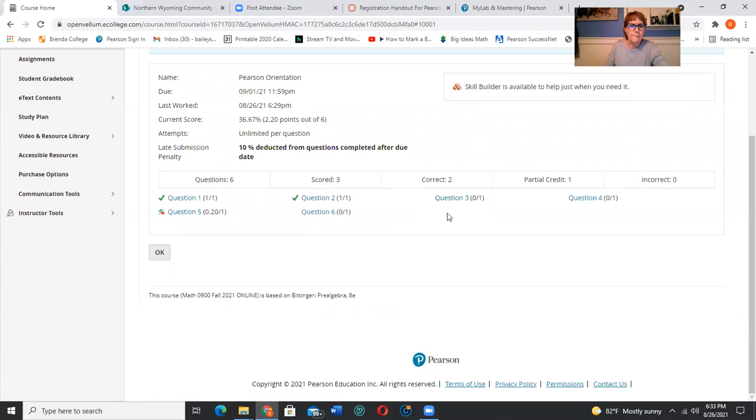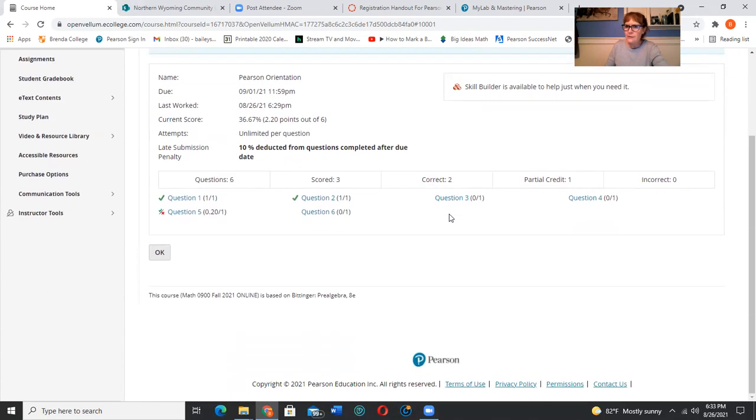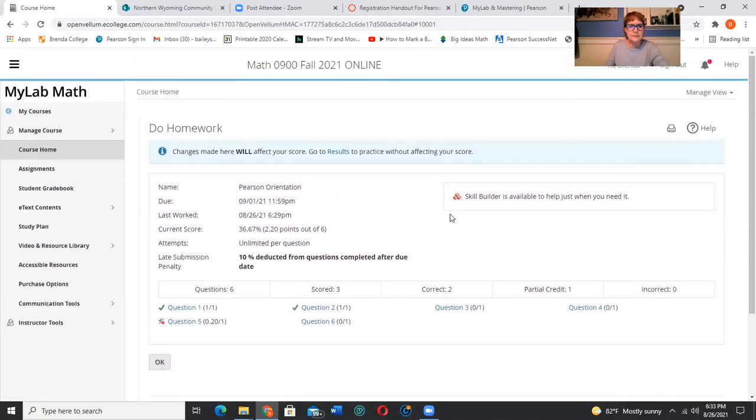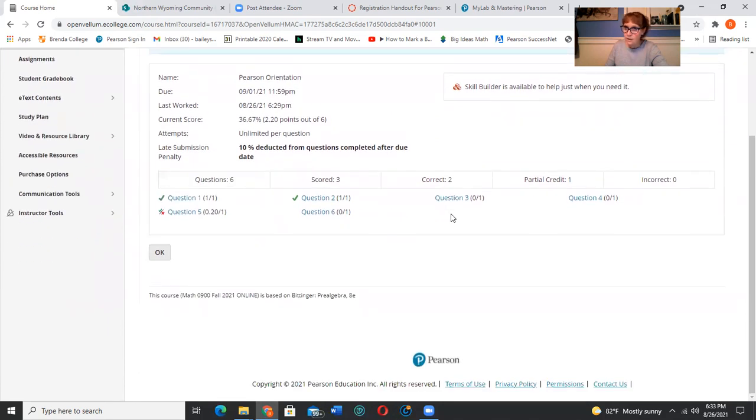Okay, so all righty. Well, I hope that helps. Again, you've got to allow pop-ups. If you're having trouble navigating, let me know. And again, you can try that orientation one, and then you can get started whenever you want to.